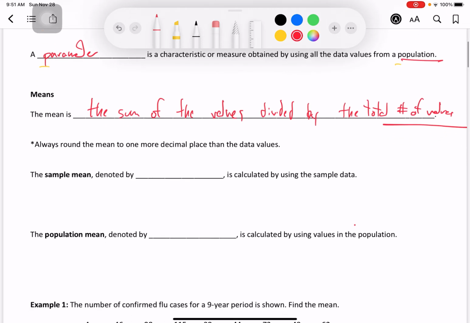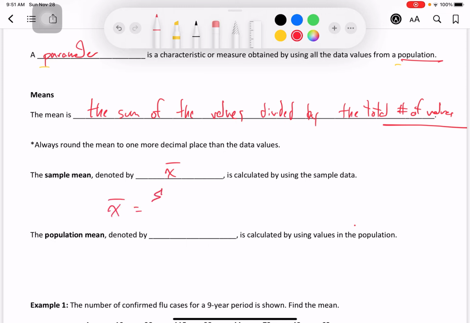Okay. The sample mean is denoted by this symbol x bar. We read that as x bar. Okay, so x bar is equal to the sum. If you've never seen that symbol before, it's capital sigma, which just means the sum of all instances of x, divided by the number of x's, n.